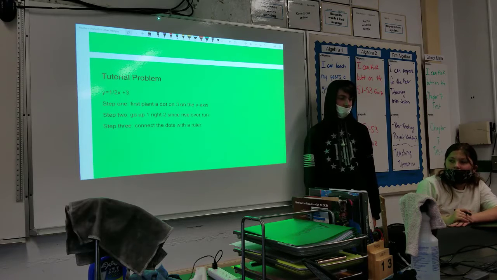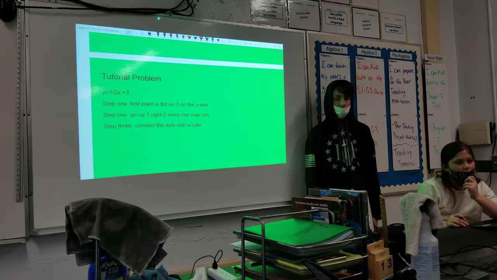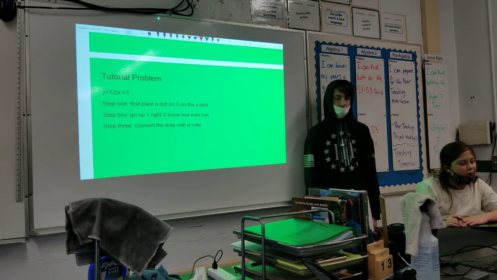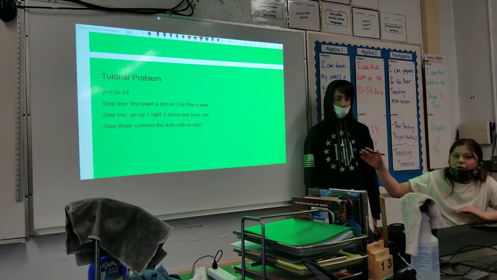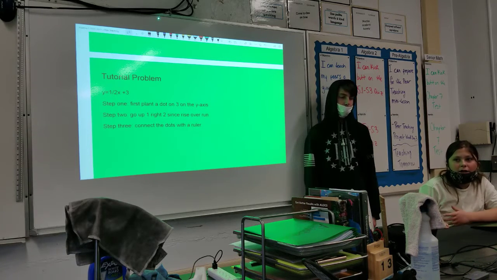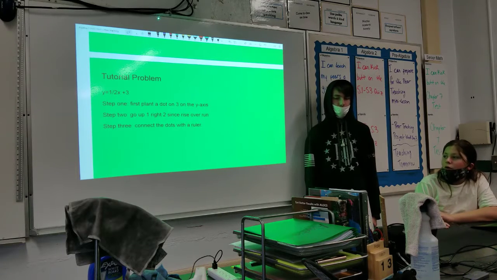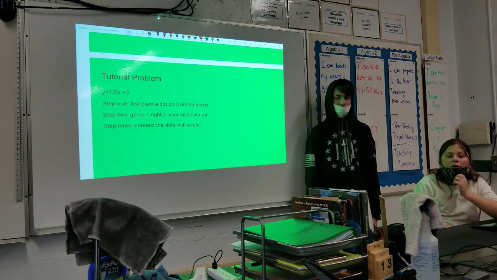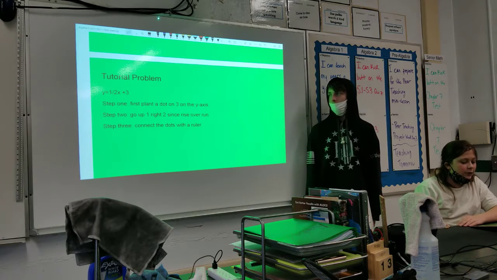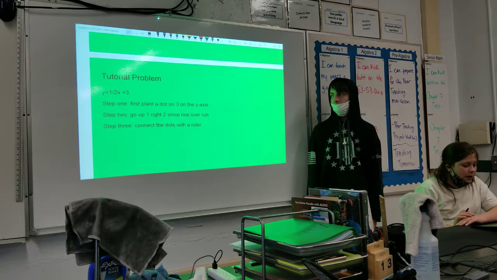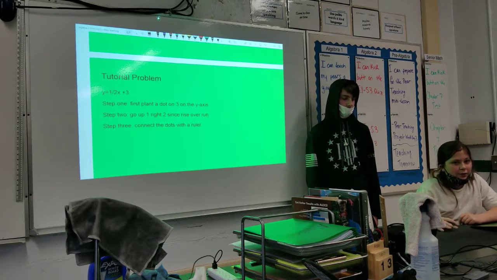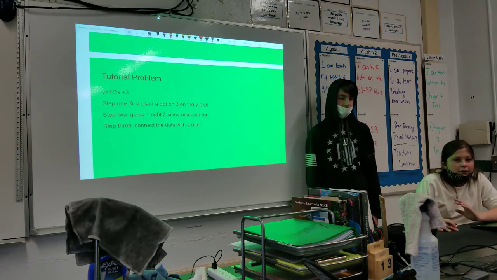Here is a tutorial problem: y equals 1/2 x plus 3. Step 1 is first you plot a dot on 3, which is on the y-axis, because that would be your b or your y-intercept. Step 2, you would go up 1, since it's 1/2. Go up 1, right 2, since rise over run. Step 3 would be connect the dots with a ruler, or freehand it if you want. And that'd be your answer.